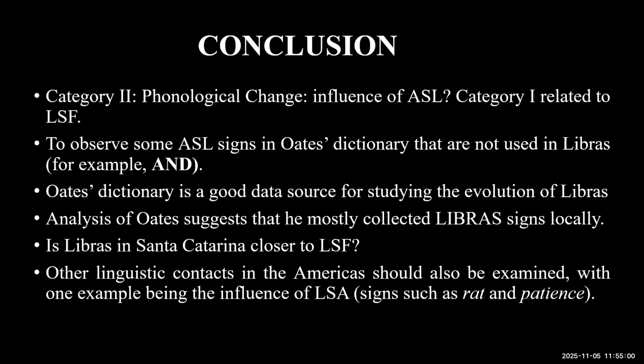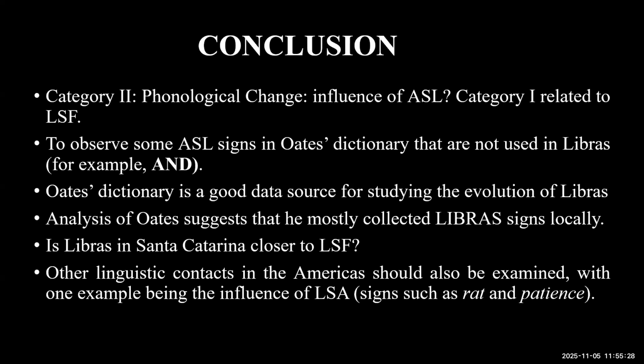The third point that I wanted to make was around how useful this text is, how useful Eugene Oates' dictionary is as a data source for studying the evolution of Libras. It's really important because it enables us to see how the language has evolved and to see how language has been used over time. So it's a very important text. And I think it's important that we respect the influence that that has on our language.